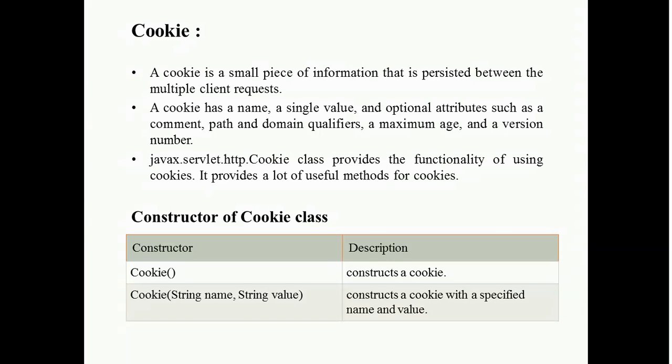So a cookie is a small piece of information that can be left on a computer by another computer when we access the internet. The javax.servlet.http.Cookie class provides the functionality of using cookies, and it provides a lot of useful methods for accessing cookies.